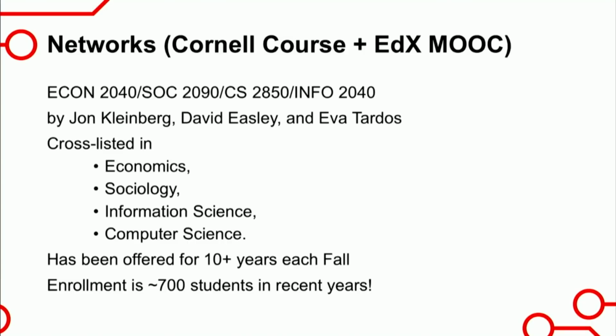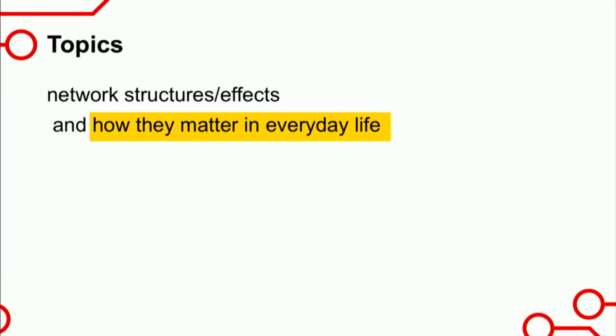Cornell has very few large lecture halls of this sort, but we have secured one of them. It's cross-listed with economics, sociology, information science, and computer science. And there's a really wide range of students taking it. Maybe I'll come back at the end to who the students are, but I want to tell you a little bit about what the course is.